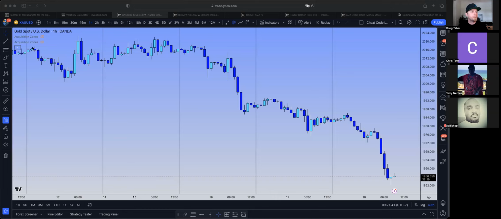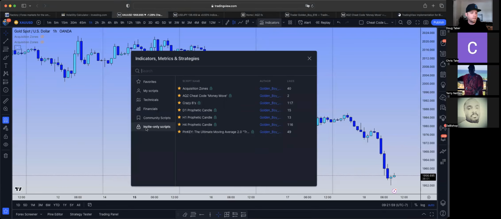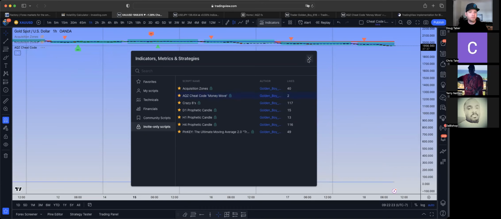Starting off, welcome to AQZ Cheat Code. To apply this indicator after I've given you access, you're going to go to indicators, indicator lookup, then invite only scripts. If you don't see invite only scripts at first, you're going to have to refresh or possibly log out and log back into TradingView. Once you see invite only scripts, you should see AQZ cheat code money move. Click that to apply to your chart.